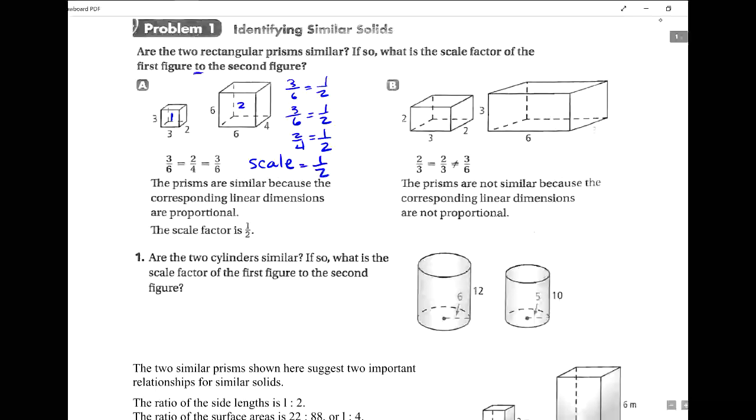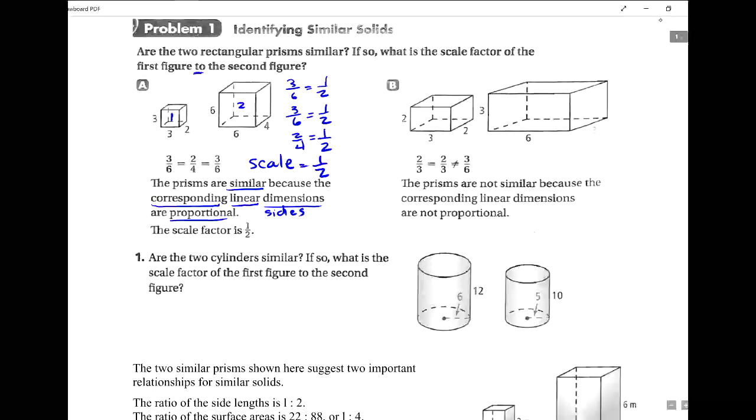They are similar because your corresponding linear dimensions, that is just talking about your sides, your corresponding linear dimensions, all of our sides, our corresponding sides, are proportional. And we calculated our scale factor. Let's look at the next one.